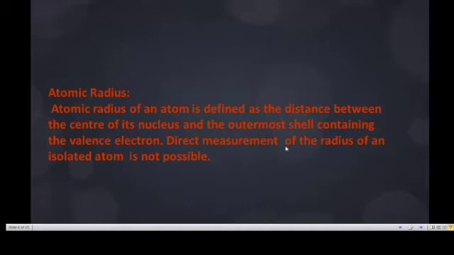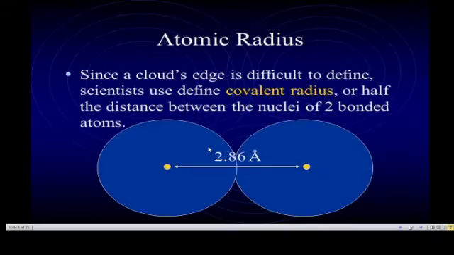A direct measurement of the radius of an isolated atom is not possible. So this is atomic radius. Since a cloud's edge is difficult to define, scientists use a defined covalent radius, or half the distance between the nuclei of two bonded atoms.